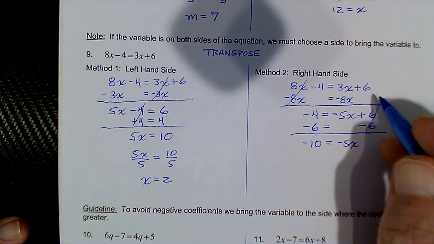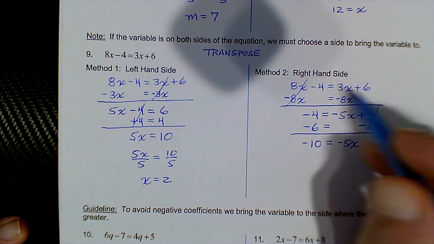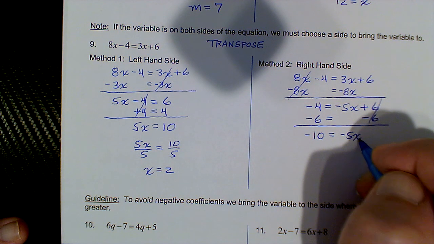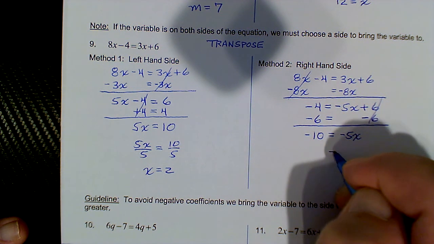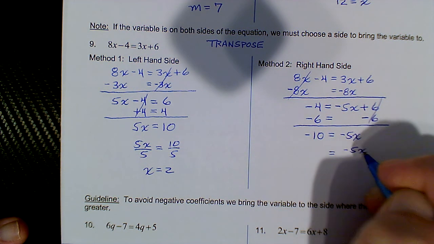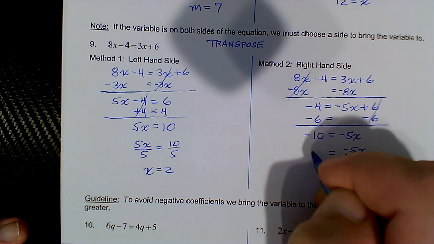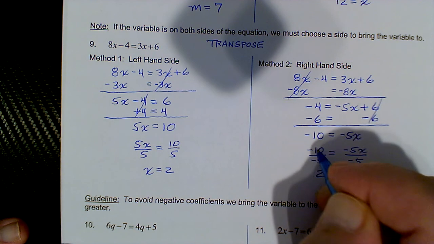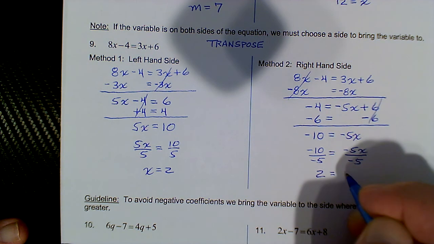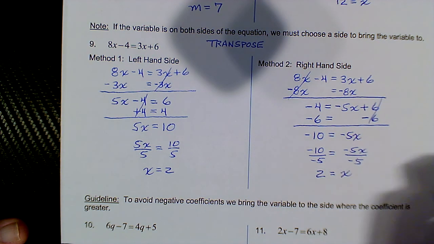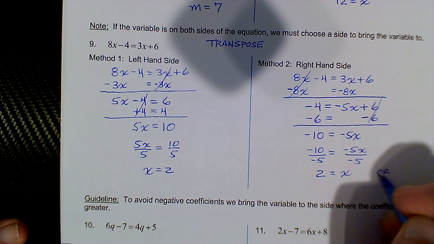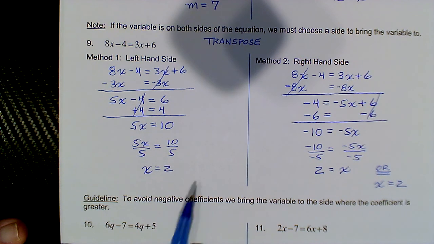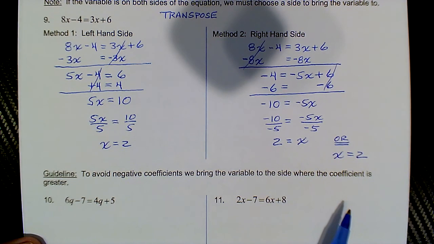So notice how it's a three-step process when the variable's on both sides. And we finally divide. We're going to divide by the coefficient of x, sign included. So I'm dividing minus 5x by a minus 5. So I divide the minus 10 by a minus 5 as well. And a negative divided by a negative is positive. 10 divided by 5 is 2. And so we get 2 equals x, which is the same, of course, as saying that x equals 2. So you can see we get the same answer no matter which way we do it.